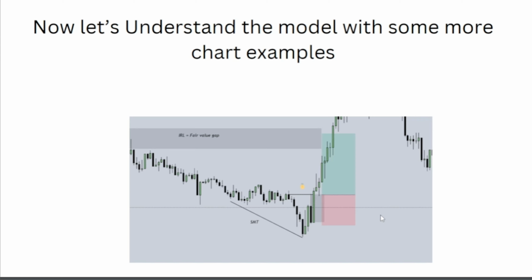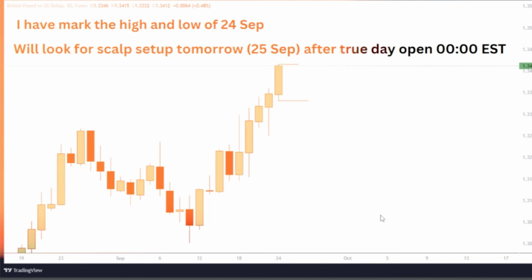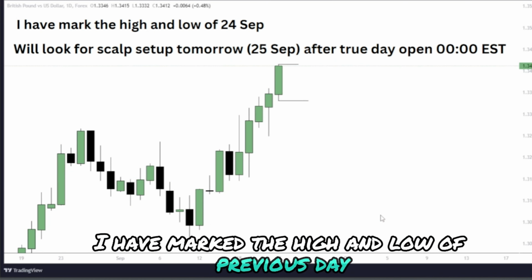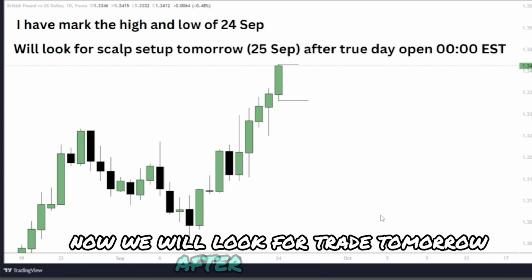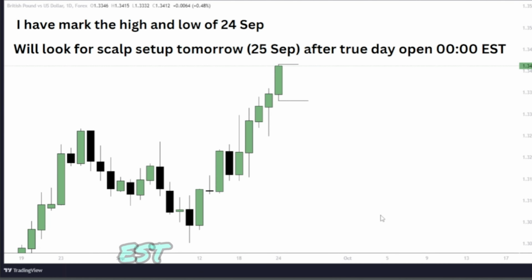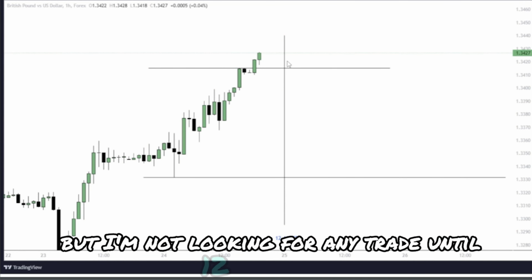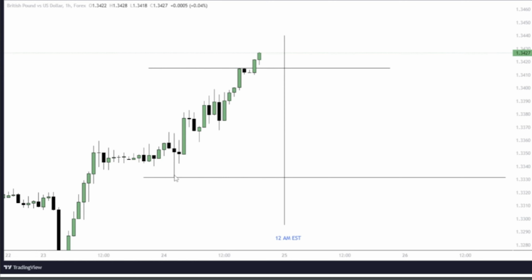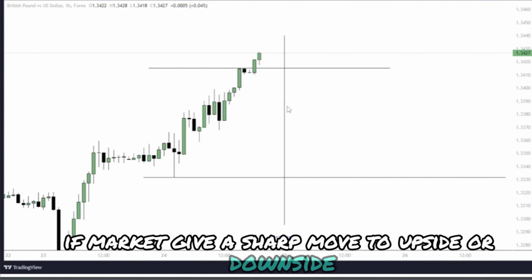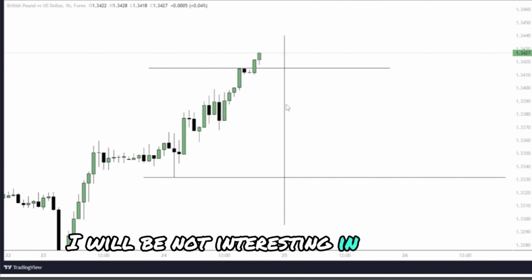Now let's understand this model with some more chart examples. I have marked the high and low of the previous day. Now we will look for a trade tomorrow after the true day open, which is 12 AM Eastern. I have mentioned the date so you can go and check it on your charts. But I am not looking for any trade until 12 AM Eastern. This is the previous day low and this is the previous day high. Market took out the previous day high. If the market gives a sharp move to upside or downside, I will not be interested in any position.